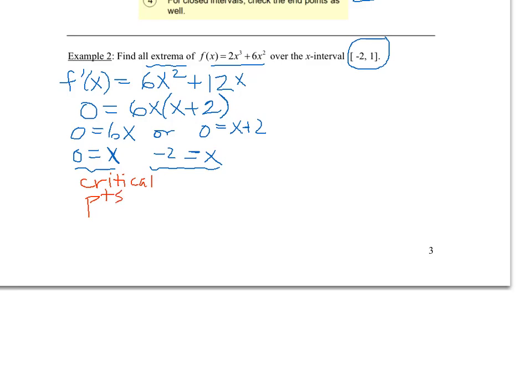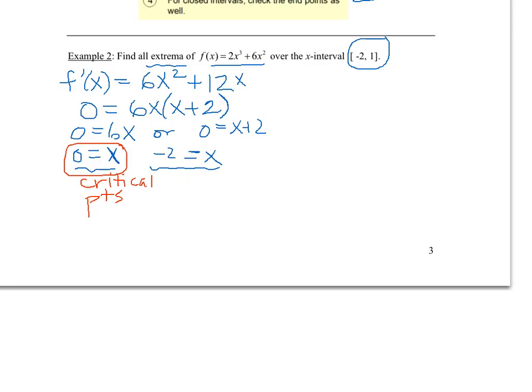Technically, only one of them is, and it's this guy. I'll give you $2 million if you can tell me why. What? No answers? Okay, well, I'll keep my money. It's because it's on the interior of the domain. This guy over here is the endpoint. Even though we got it by finding the derivative equal to 0, it's technically not a critical point because it's not on the interior.